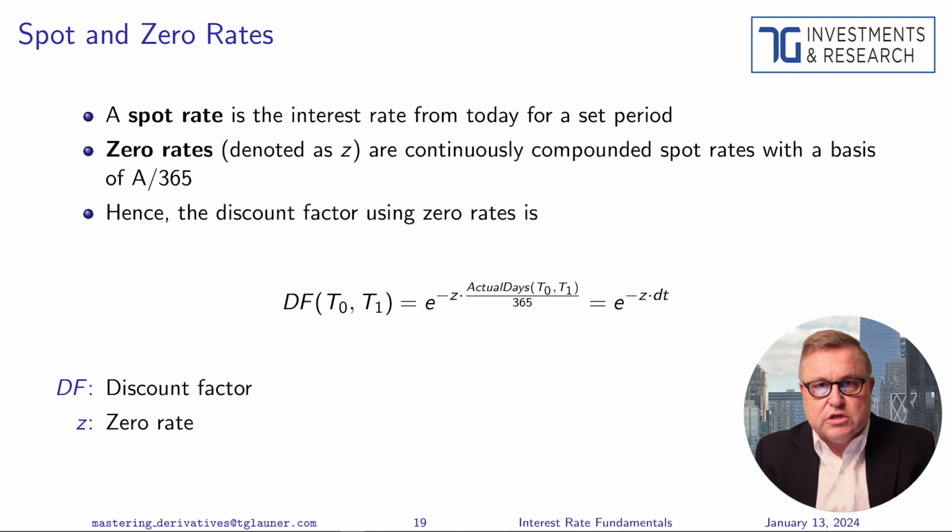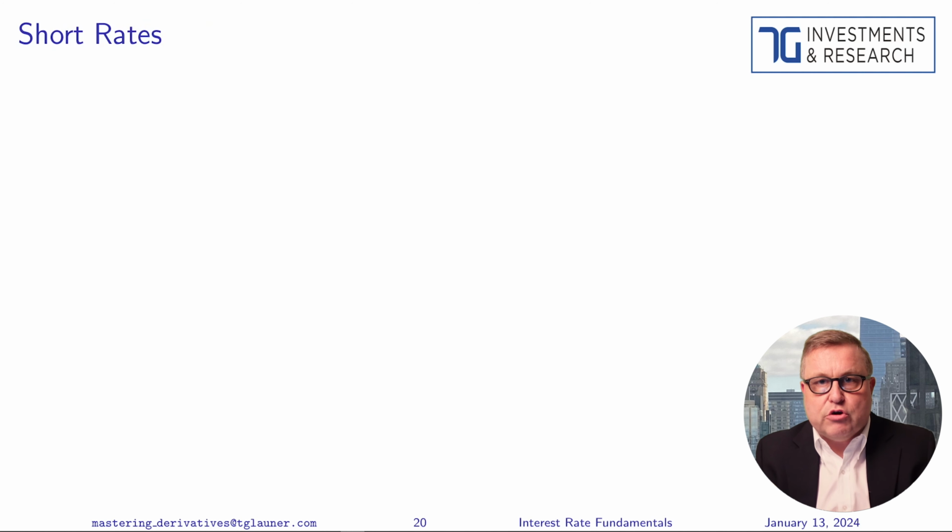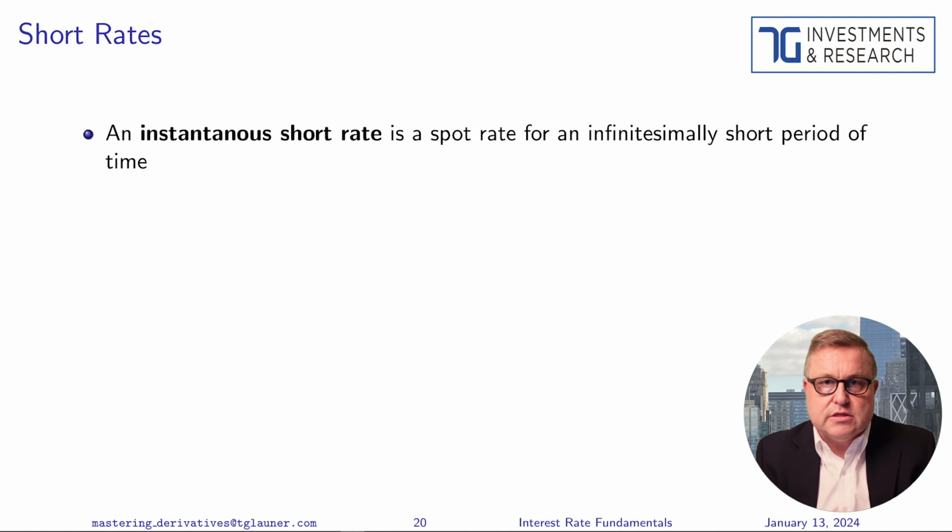Based on this definition, we can calculate discount factors from today, T0, until any future time, T1, using the formula e raised to the power of negative z times dt. The basis for dt is calculated by dividing the actual number of days by 365.